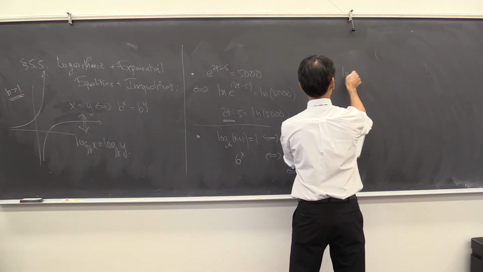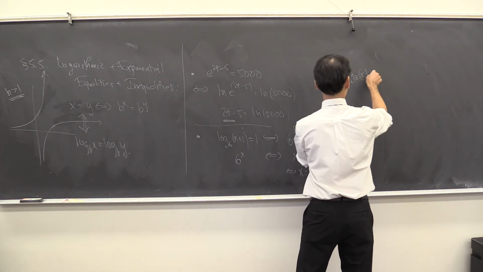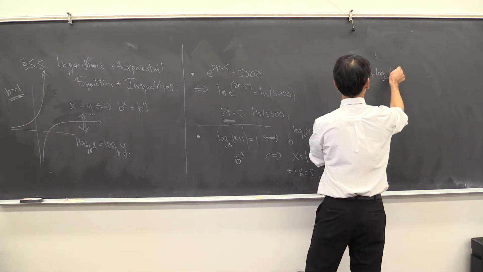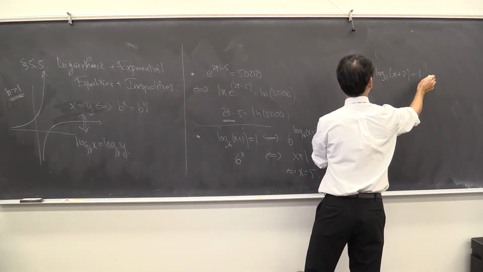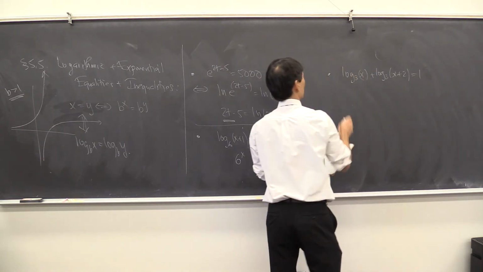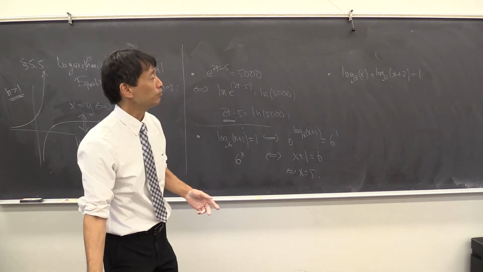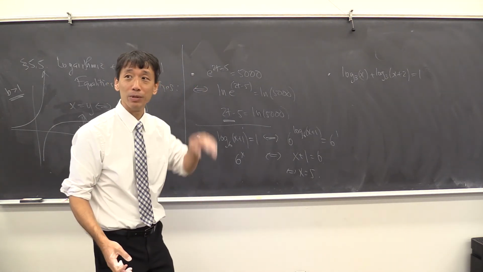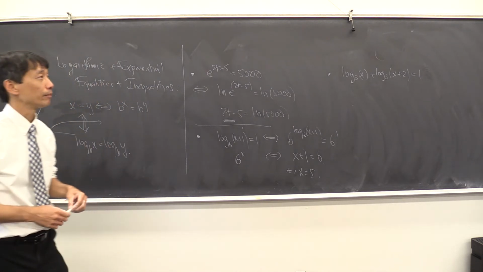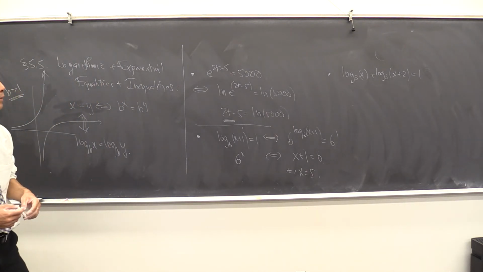Okay. Here's a more complicated one: log base 3 of x plus log base 3 of x plus 2 equals 1. So you can guess, we're going to use some properties of log, now that we have them.